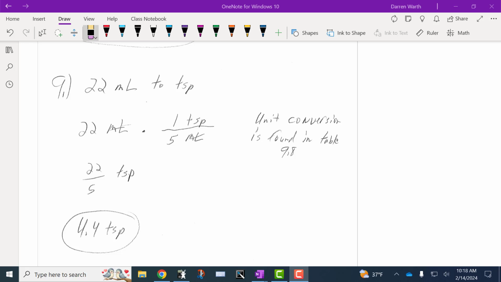Okay, in your directions on number 9, it says use the given English and metric equivalents along with the dimensional analysis to convert the given measure to the unit indicated. So number 9, you've got 22 milliliters, and you want to convert that to teaspoons.